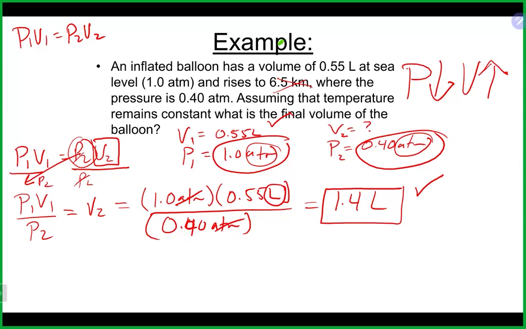You do get 1.375 on your calculator. Significant figure wise, everything here is basically 2 sig figs. So based on just the normal rules, we would end up at 2.